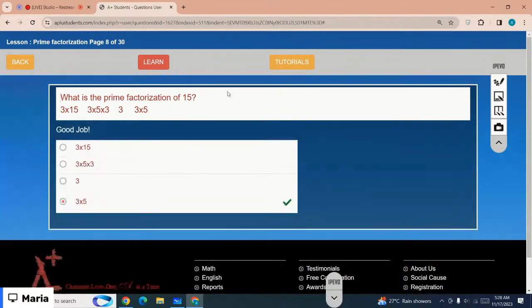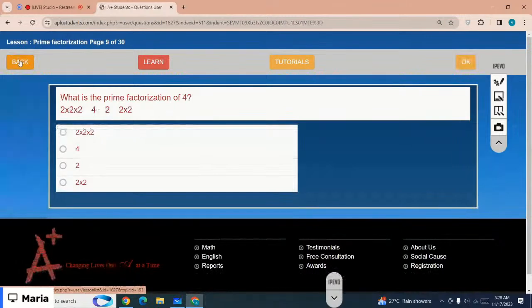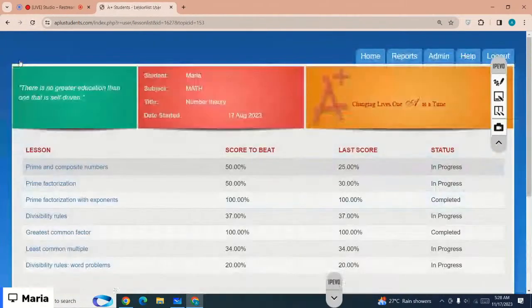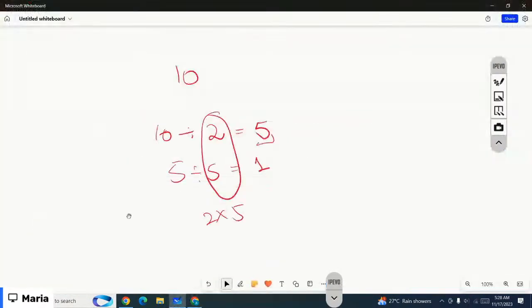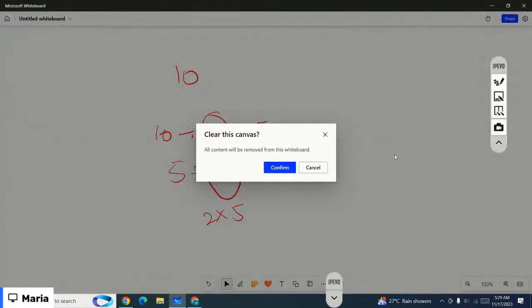Okay, you can complete the lesson by yourself later today. Let's just move on to the next lesson. The next lesson is prime factorization with exponents. So what is prime factorization with exponents? Like we did for the prime factorization of 4. What is the prime factorization of 4?